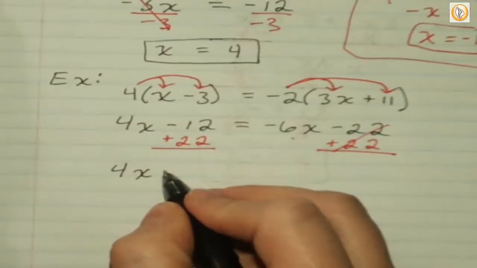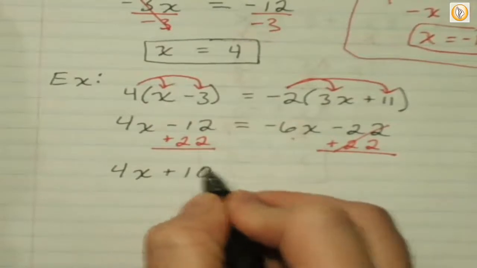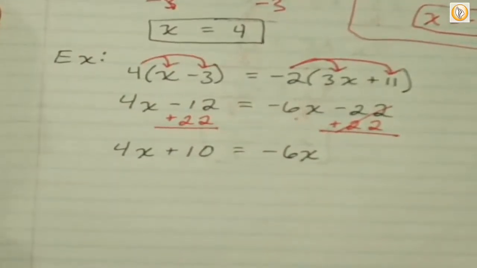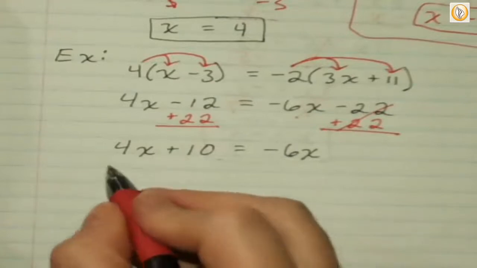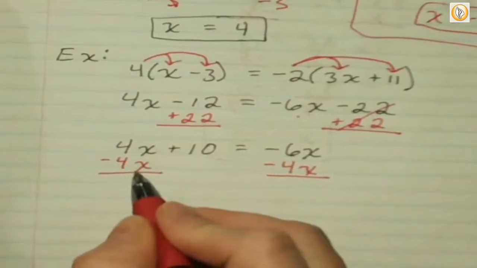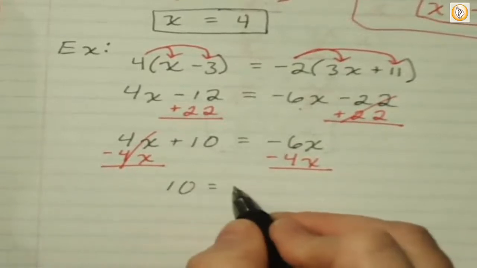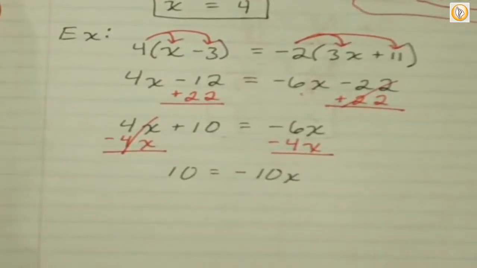And so that's 4x plus 10 equals negative 6x. All right, so now what do I do? Then you want to turn the 4x into a negative and subtract it on both sides. Very good. So we're going to subtract 4x on both sides since the 4x is positive. So I have 10 equals negative 10x. Now what do I do?